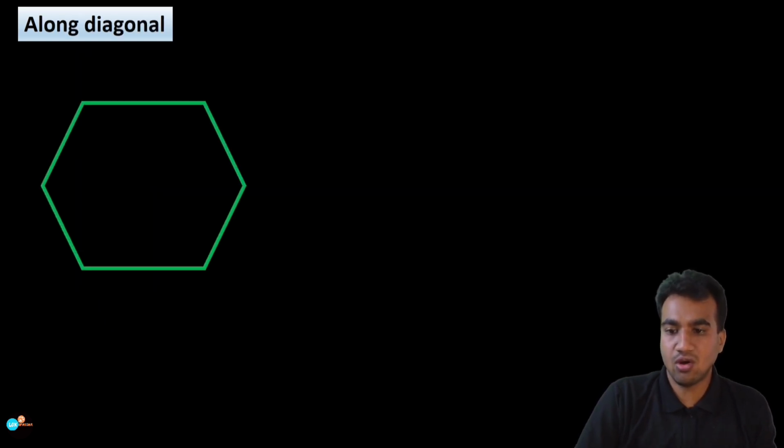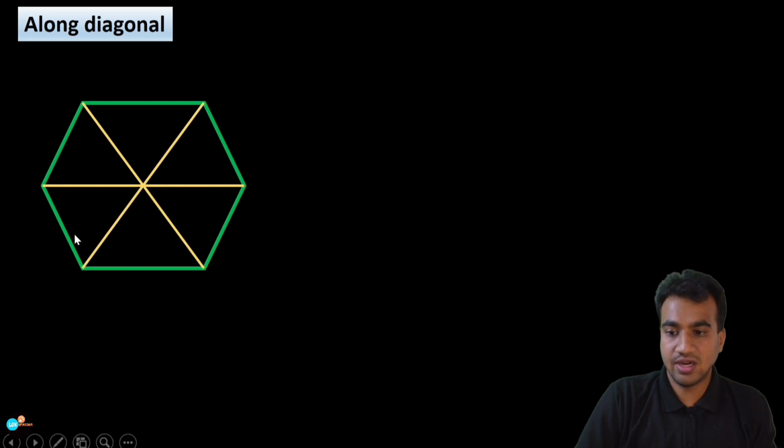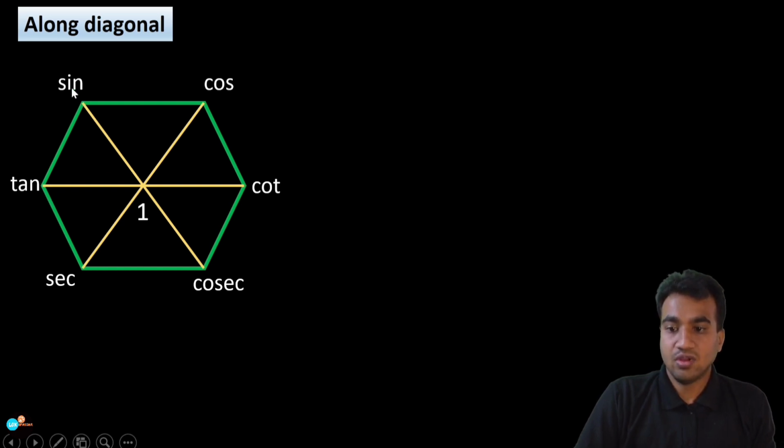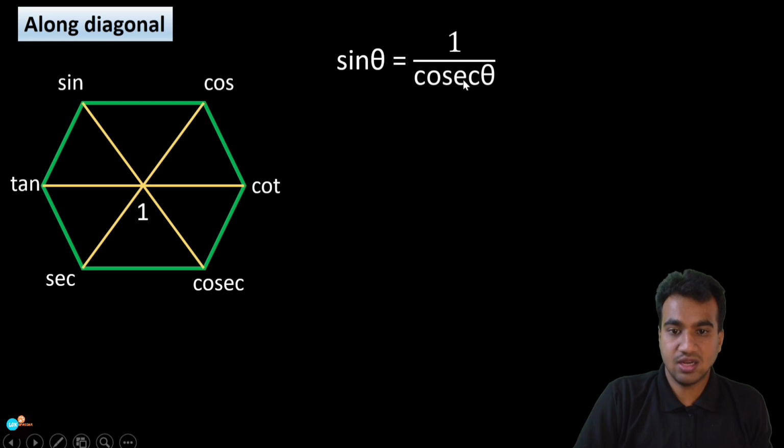So let me draw the hexagon. Draw the 3 diagonal. Write 1 in the middle. Tan theta is equal to sine divided by cos. Opposite to tan is cot, cosec here and sec here. So this is the diagonal. 3 diagonals are there. Now let me take this diagonal. So sin theta is equal to 1 divided by cosec theta.